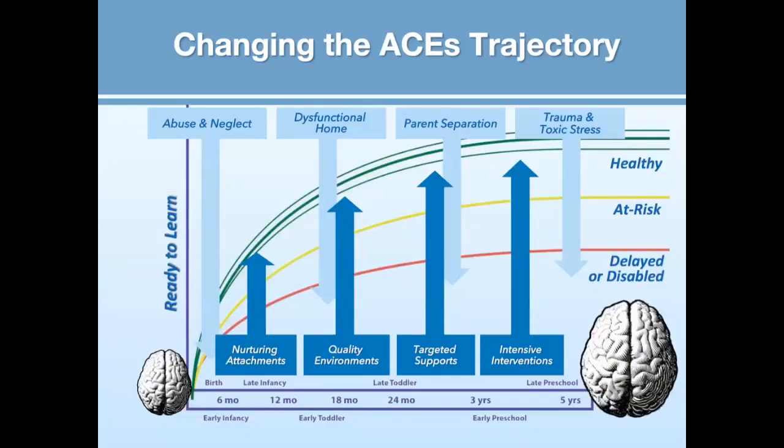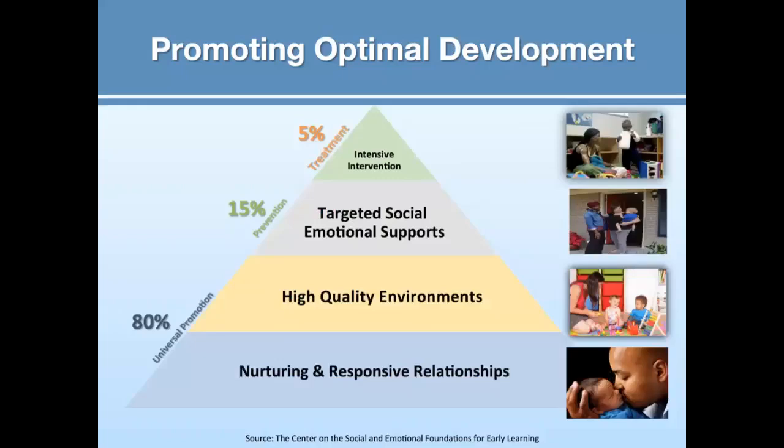I love my trajectory slide. The green arch is healthy kids, the yellow at risk, the red is a delayed trajectory. So we know what factors, what adversity pushes kids down from healthy to at risk or delayed. But fortunately, we also know what the protective factors are, what the interventions are that can push kids up from being delayed or at risk to a healthy trajectory. And those are nurturing attachments, quality environments, targeted supports, and then intensive interventions. And in Baby Court, we do all of those.